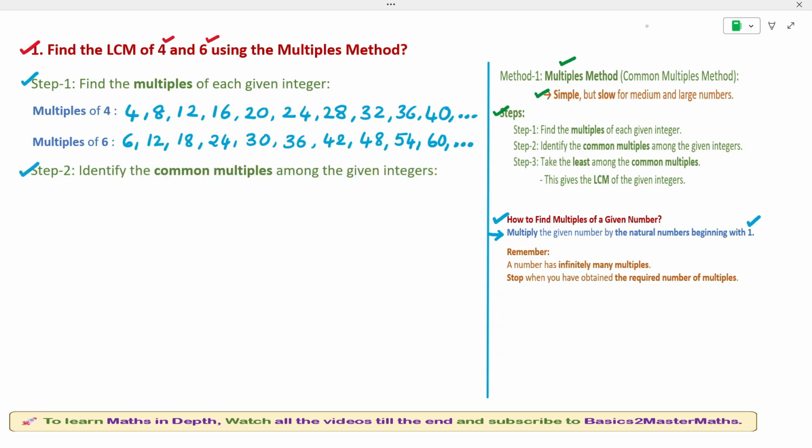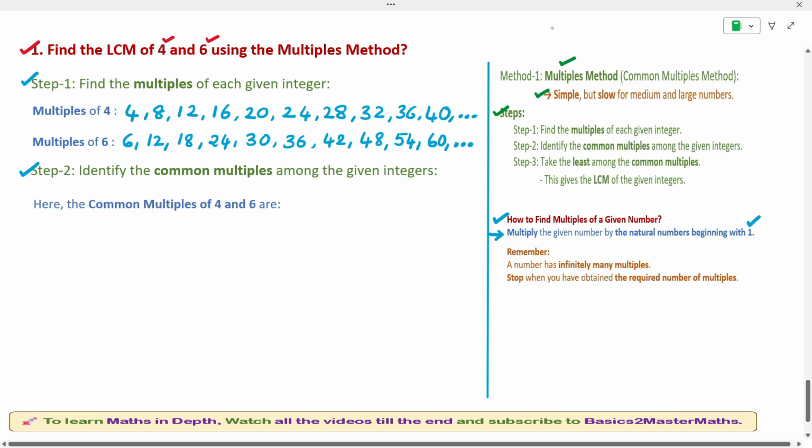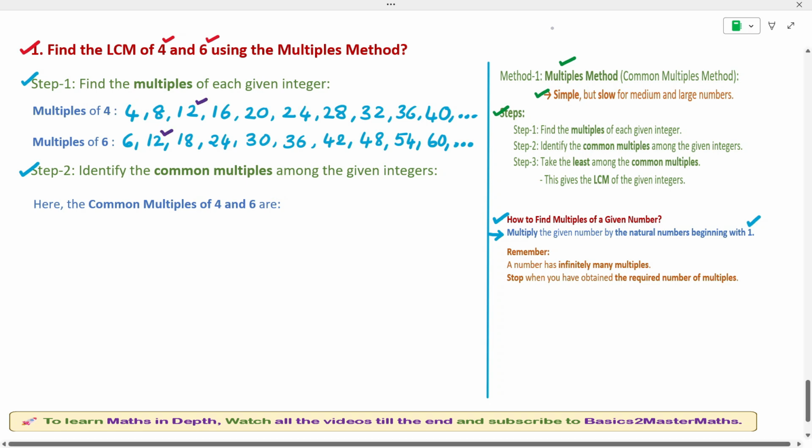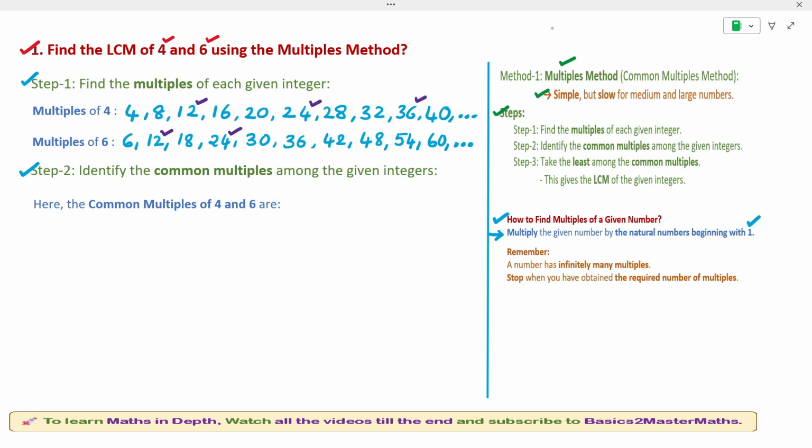Step 2. Identify the common multiples among the given integers. Observe carefully. Here, the common multiples of 4 and 6 are 12, 24, 36, and so on. Got it?